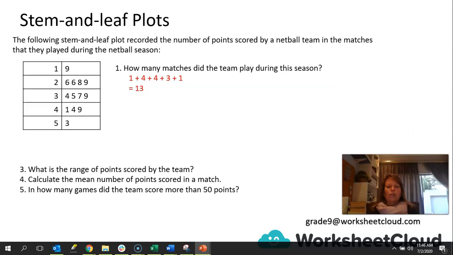So then what we need to do is now look at what was the team's highest score in a single match.